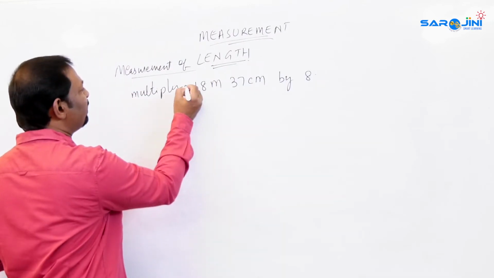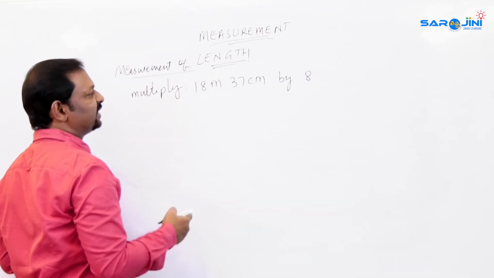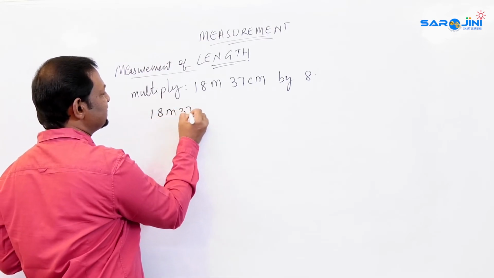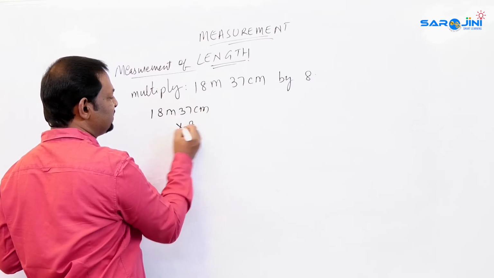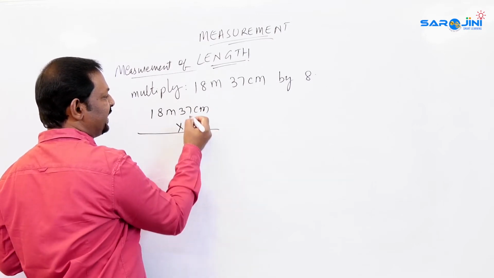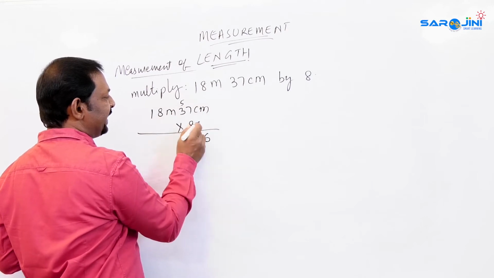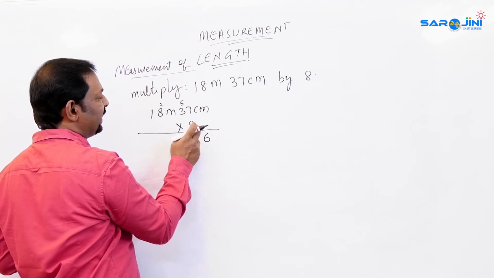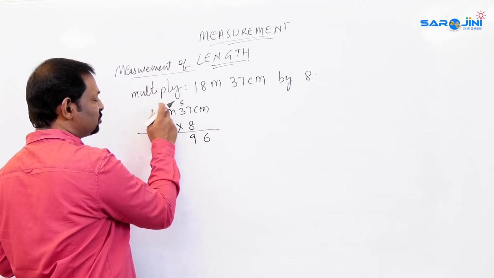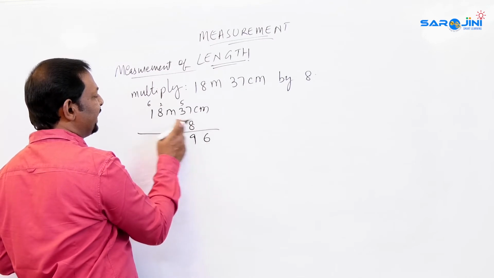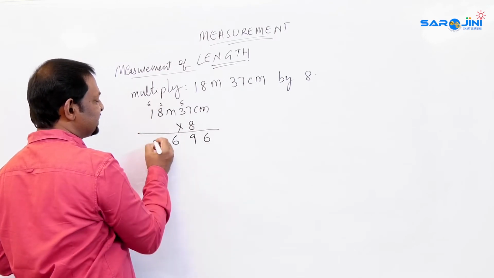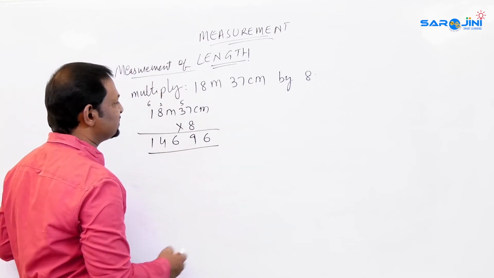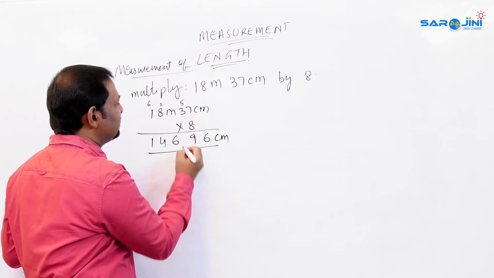So here, multiply 18 meters 37 centimeters by 8. Directly you can write 18 meters 37 centimeters multiplied by 8. This is the first process. 8 7s are 56. 8 3s are 24 plus 5, 29, and 8 8s are 64 plus 2, 66, 8 1s are 8 plus 6, 14. So you got 14696. So first we write centimeter, then meter.